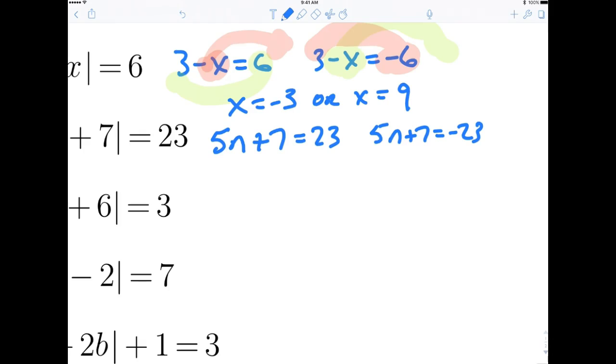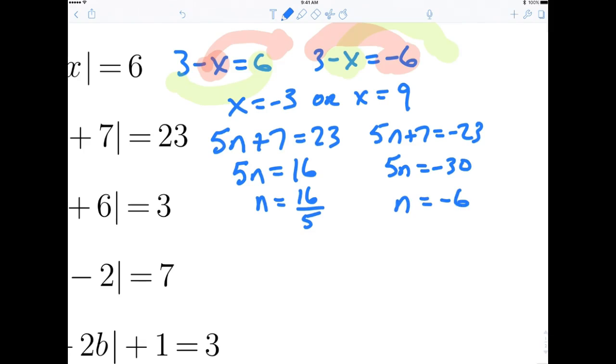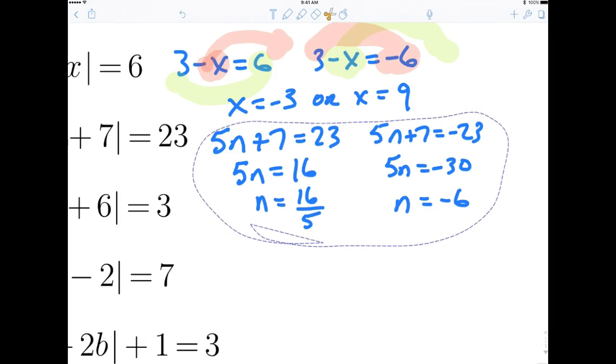All right. So now we say 5n equals what? 16 over 5. So n equals 16 over 5. And then 5n equals -30, so n equals -6. There you go, guys. Does everybody agree with me now? Yes. You get the hang of it. It's very easy. I agree.